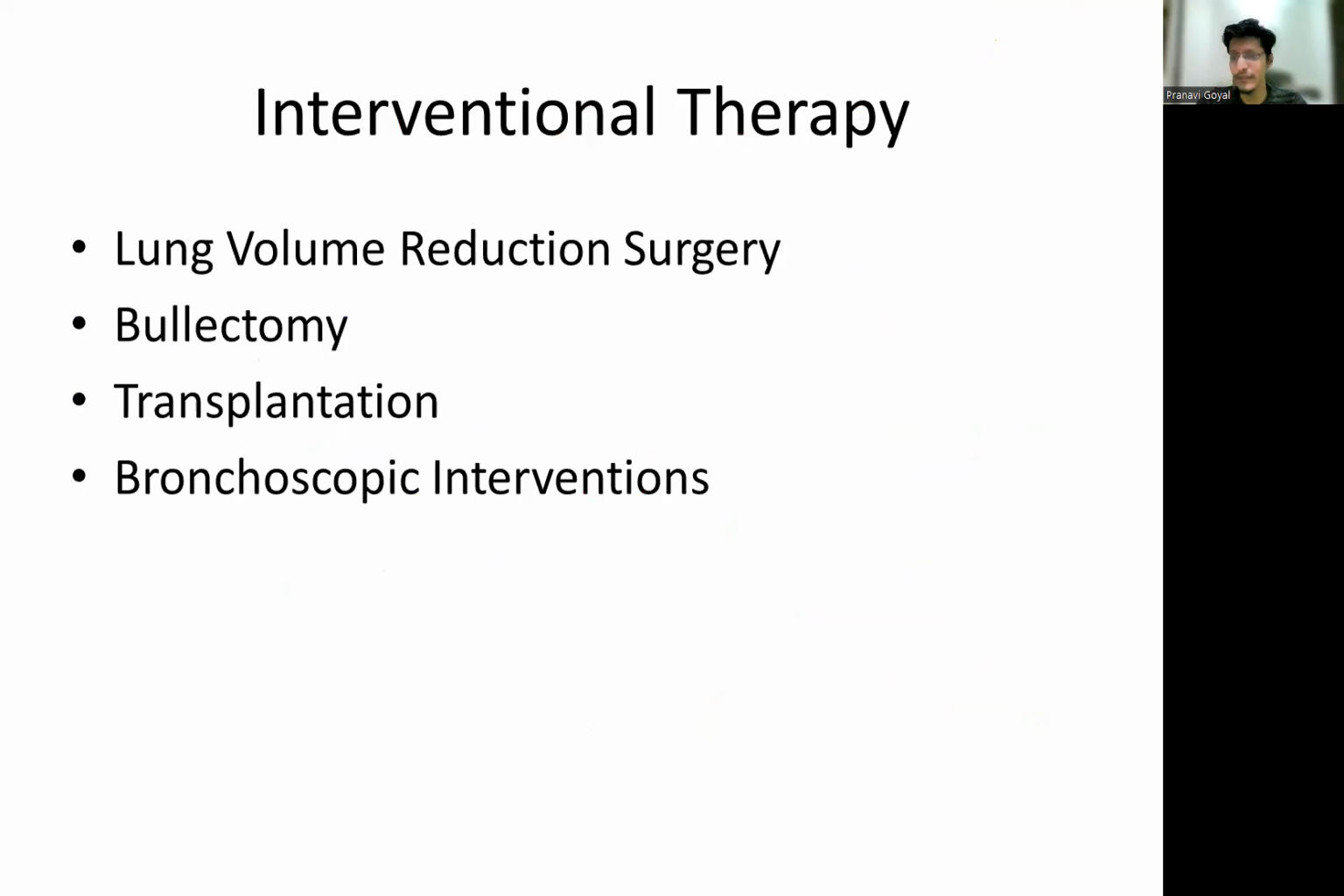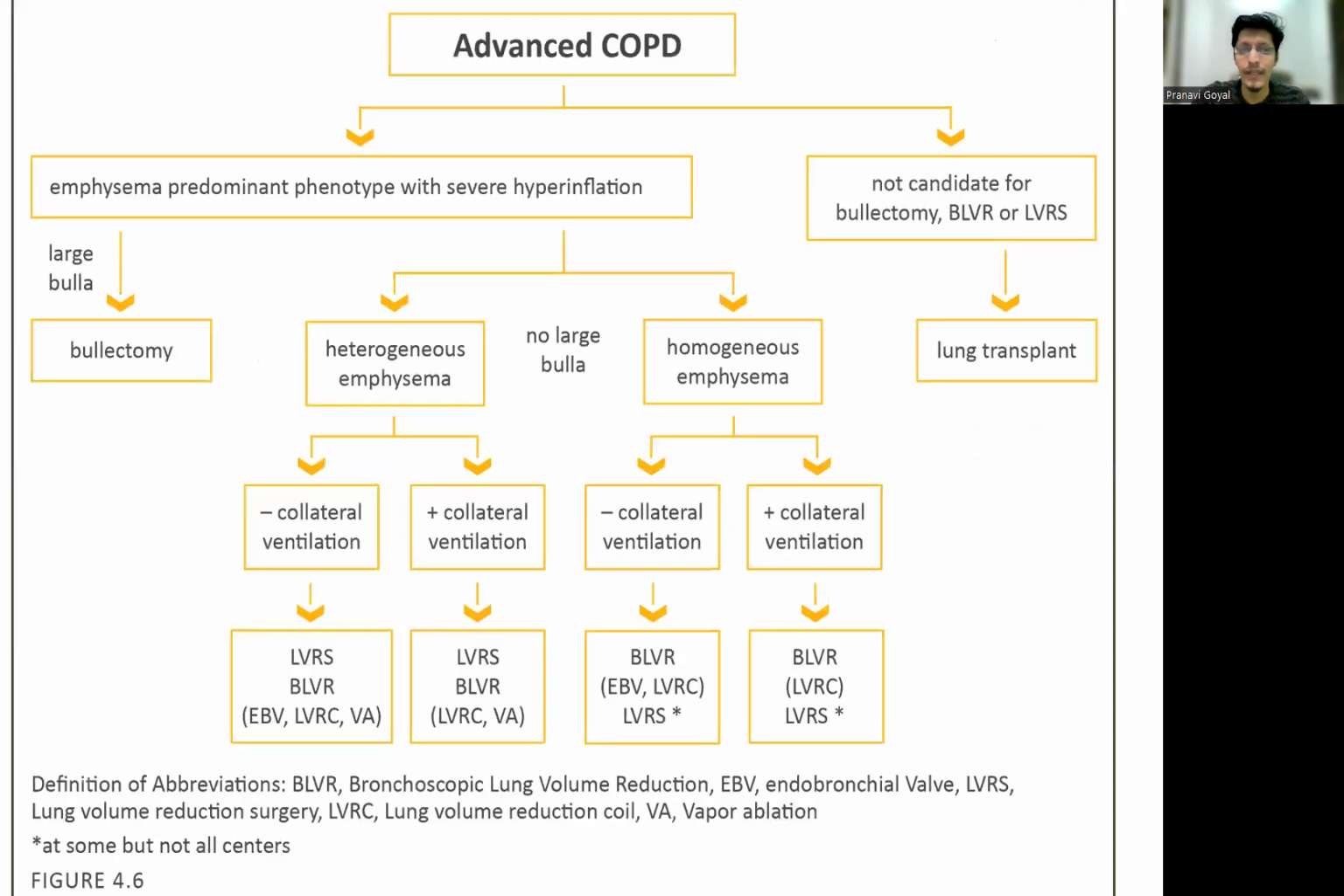Now, interventional therapy: you go for lung volume reduction surgery, bullectomy, transplantation, and bronchoscopy. We'll see in which condition we have to do what. If the patient is predominantly emphysematous with severe hyperinflation with large bullae, go for bullectomy. If the patient cannot tolerate bullectomy or a bilateral lung volume reduction surgery, go for lung transplant.